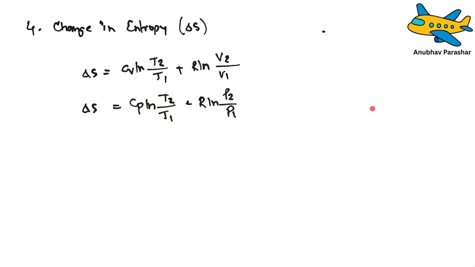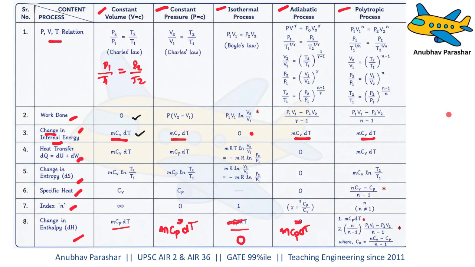So we can use the first equation. V2 and V1 are the same, right? So V2 by V1 becomes 1, so this term becomes 0. So I can say that delta S can be simply written as CV ln T2 by T1. Let us cross check in our first slide if it is CV ln T2 by T1. So constant volume process, yes, and change in entropy can be written as m CV ln T2 by T1. Right? Specific heat is CV, we know this, index n.